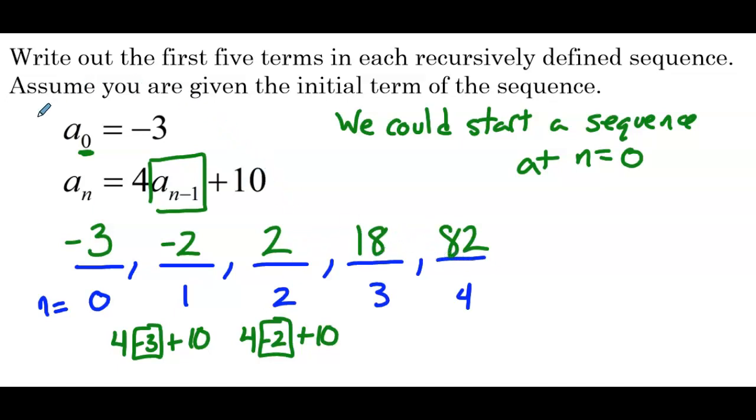And they did two different things here. First, they started at a sub 0, which, as we know now, could happen. And they defined the next term with both multiplication and addition, so making our life a little bit more difficult.